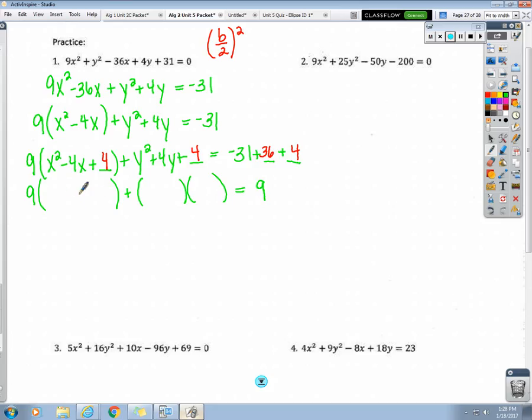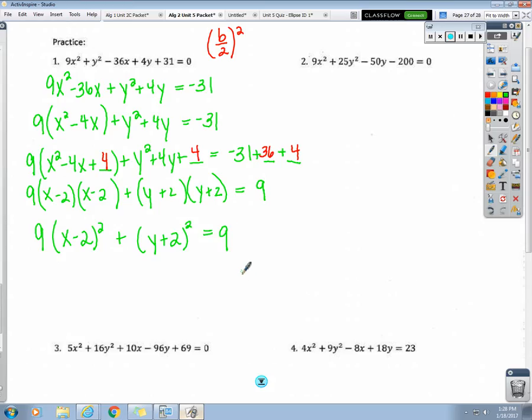Okay, so over here I need to factor x times x for x squared, and what numbers multiply to 4 and add to negative 4? Negative 2 and negative 2. What numbers multiply to positive 4 and add to positive 4? Positive 2 and positive 2. So now I write them both as a binomial squared. Okay, what do I do next?